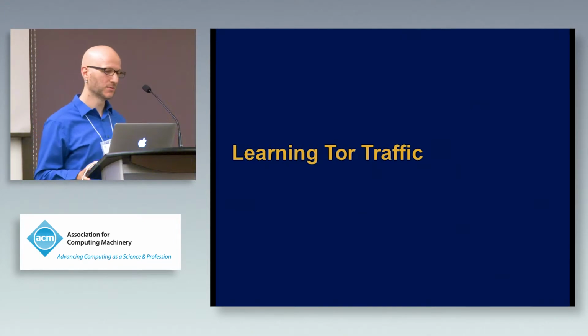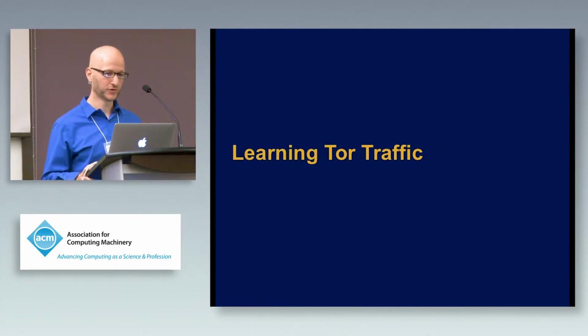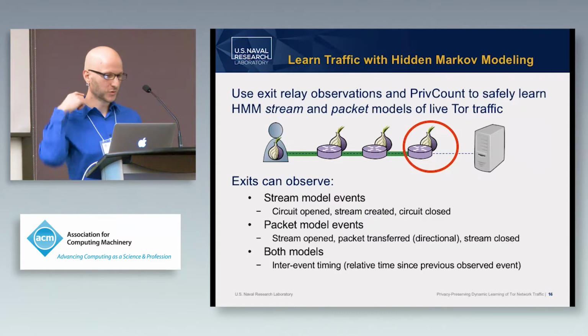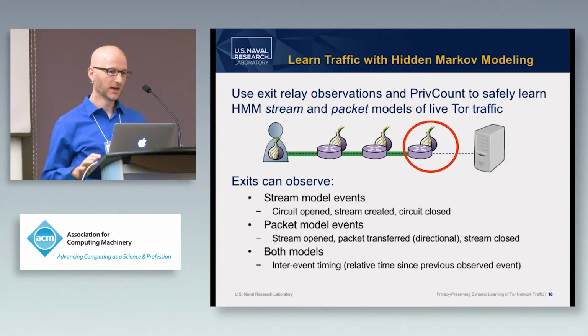Okay, so next I'll talk about how we learn Tor traffic. So we're going to use hidden Markov modeling and exit relay observations along with PrivCount to safely learn models of streams and packets based on live Tor traffic. With our PrivCount system and the relays we're running, we will be taking these observations from exit relays. And exit relays can observe traffic exiting the Tor network going to servers on the internet.